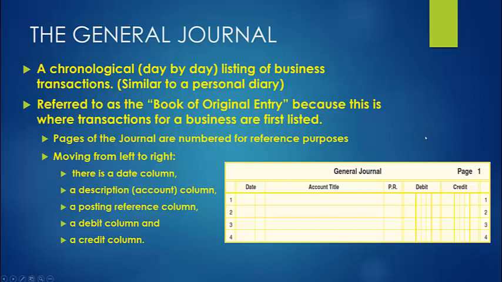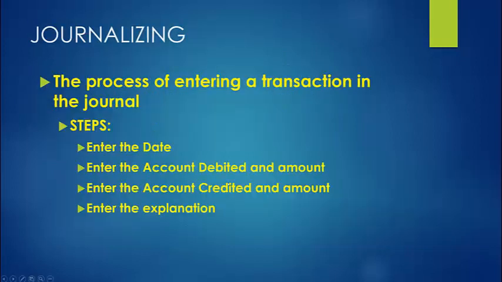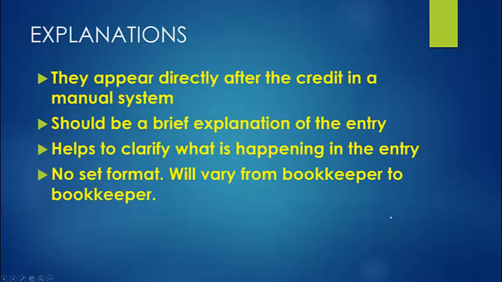And let's see. I think that's all you need to know. Once we start the journalizing process, you'll get a lot more familiar with the general journal. So journalizing is the process of entering a transaction in the journal. And here are the steps. If you can remember the columns from left to right in the journal, then you can remember the steps. You first enter the date, enter the account that's debited and its amount, enter the account that was credited and its amount, and then the explanation underneath that.